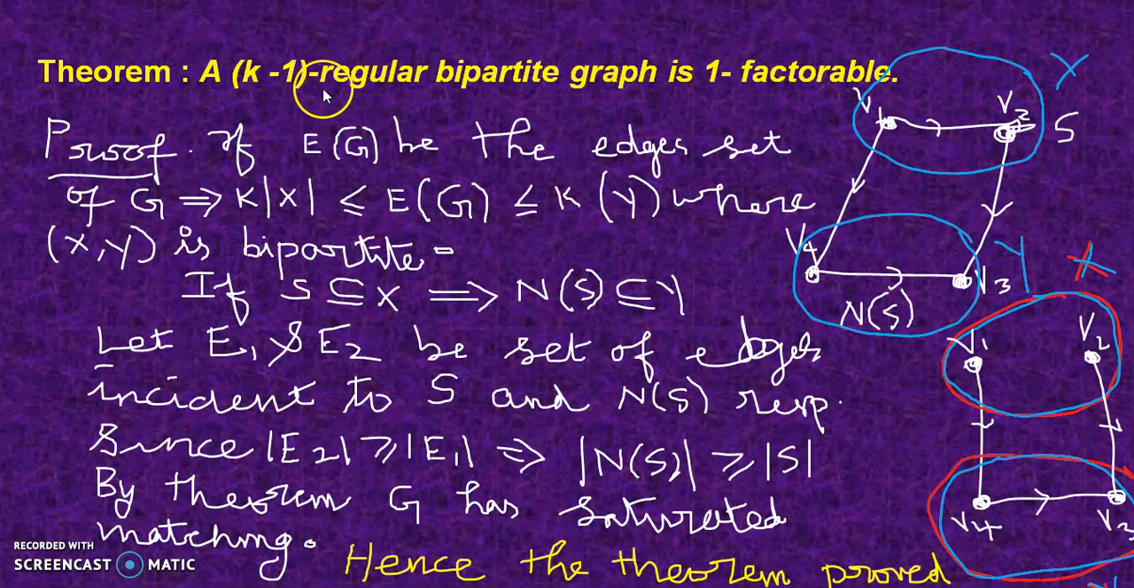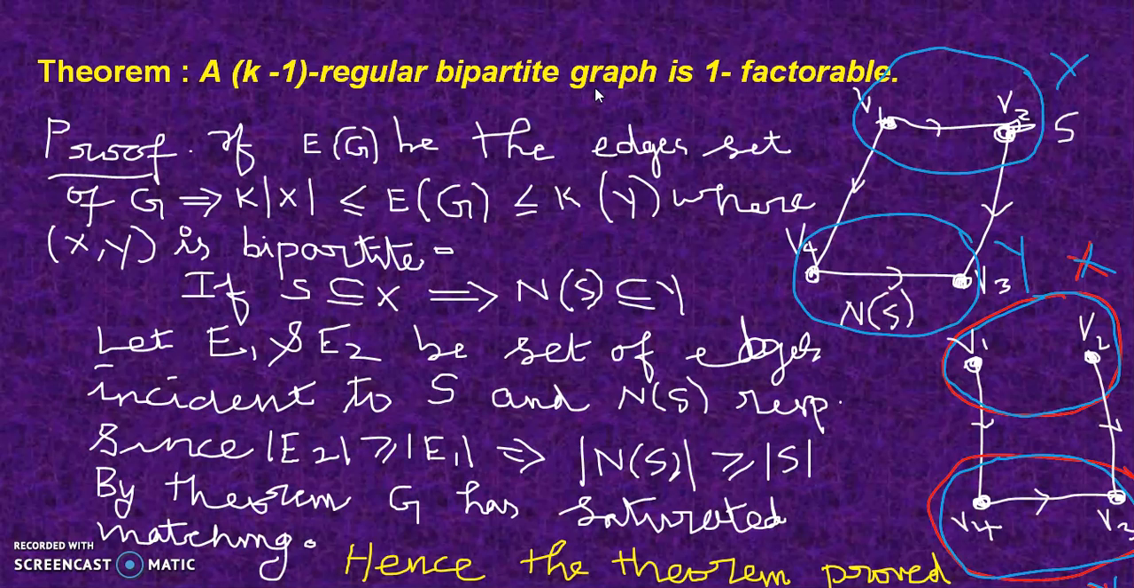You know what is a regular bipartite? Am I correct? That is, every vertex has k minus 1 degree. That's called a regular bipartite graph. Bipartite, we know that the total vertex set can be divided into two sets, as you see in the picture.